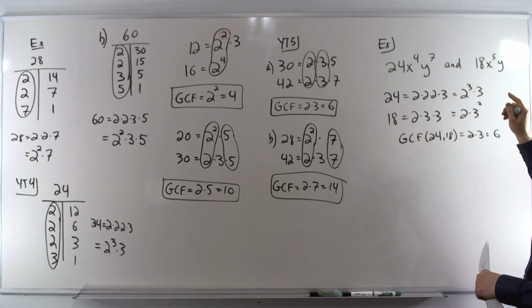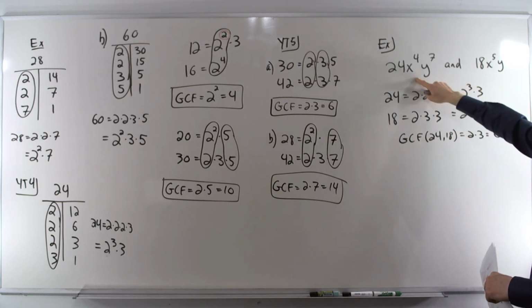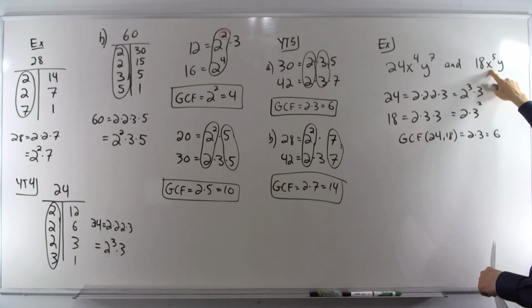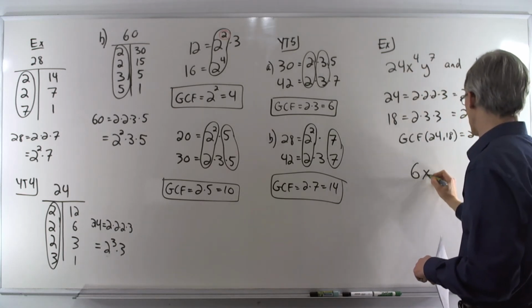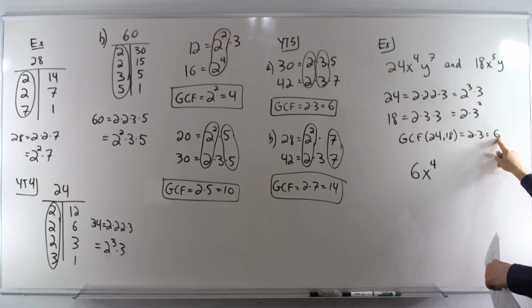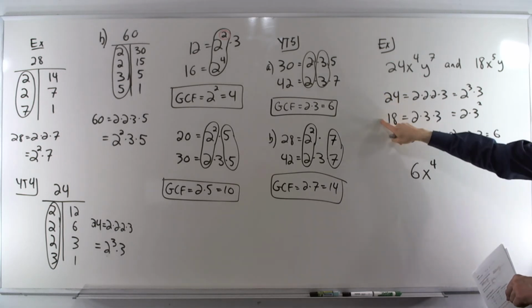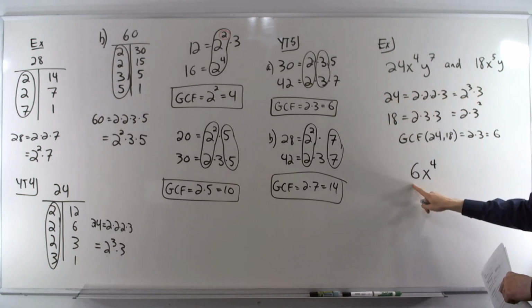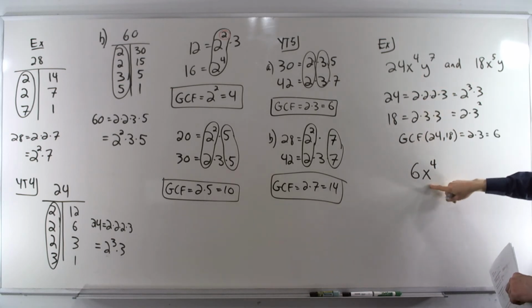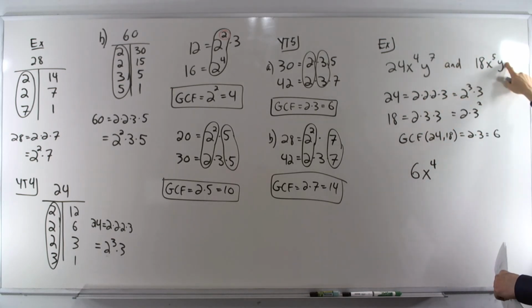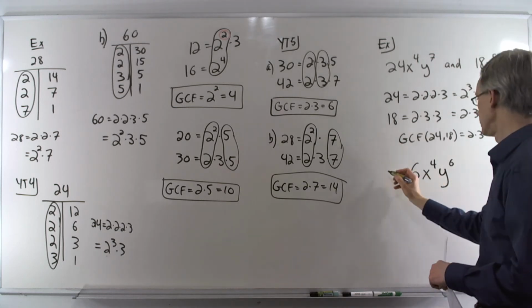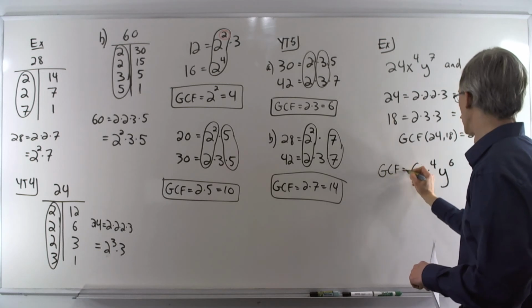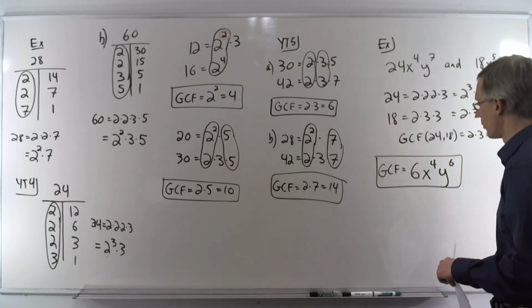All right, now we have to look at the variables. X to the 4th and x to the 5th. We got 2 matching x bases here. Smaller of the 2 exponents is 4. All right, so the coefficient is the GCF of the 2 coefficients, so that is 6. X to the 4th, and now we'll do y to the 7th versus y to the 6th. Smaller exponent is 6. So our GCF is 6 x to the 4th y to the 6th.